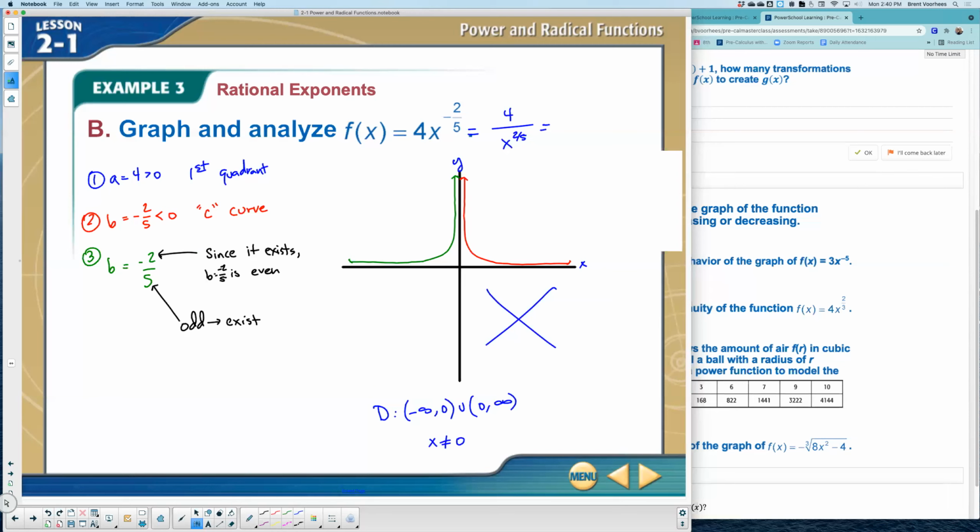But you could also rewrite that as 4 over the 5th root, not the square root, 5th root of x squared. That's another way of writing that problem. All 3 ways are true. So a negative power just means the x goes to the denominator. That's all it means. And the division part of the fraction is the root. So it's a 5th root or a 5th radical.